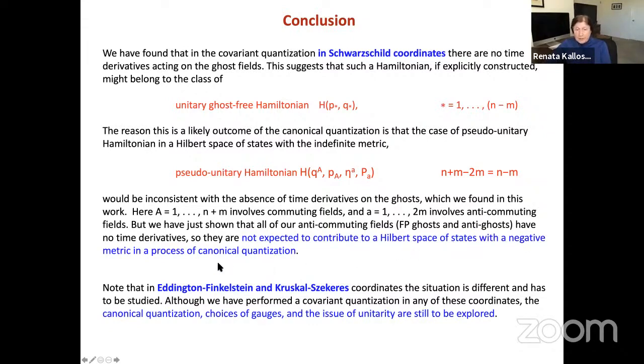And to finalize my talk, I would like to stress that we have not yet studied other coordinates where the horizon is not singular. The situation will be different. Although we have performed a covariant quantization in any of these coordinates, so we do have an answer for any coordinate, to study the issue of unitarity and how to quantize, we have to make a choice of time coordinate. And this is a very interesting story which is still ahead of us.